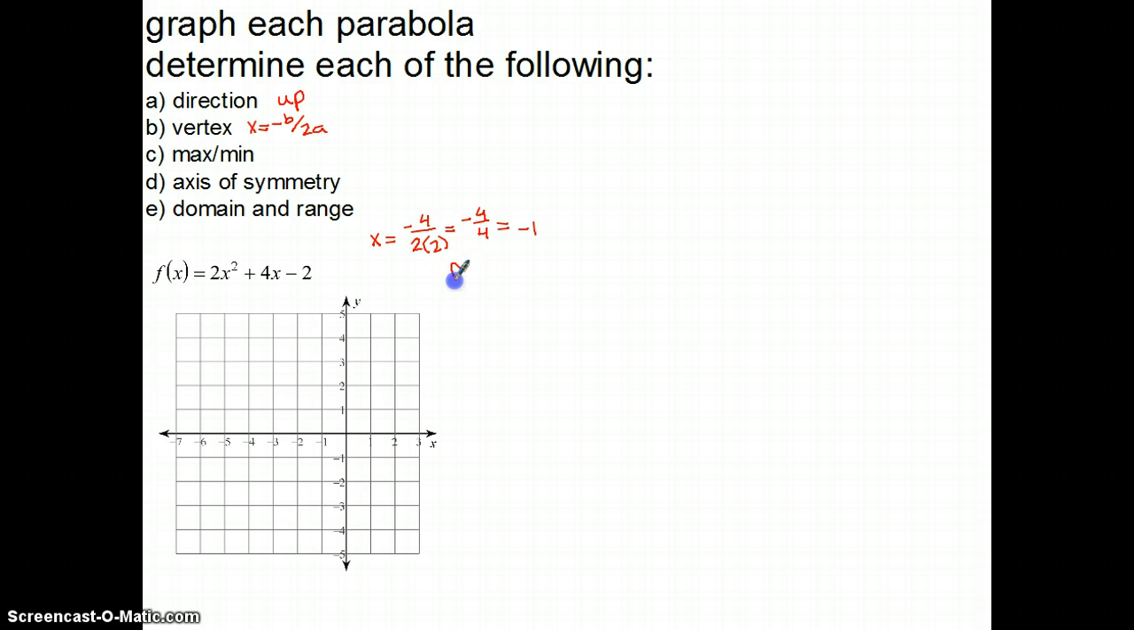To find the y value, I then go and plug this in. f of negative 1 is 2 times negative 1 all squared, plus 4 times negative 1 minus 2. Negative 1 squared is a positive 1. 4 times negative 1 is negative 4 minus 2, which is 2 minus 4 minus 2, and that simplifies simply to negative 4. So your vertex has an x value of negative 1 and a y value of negative 4.